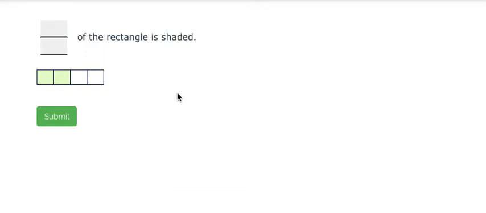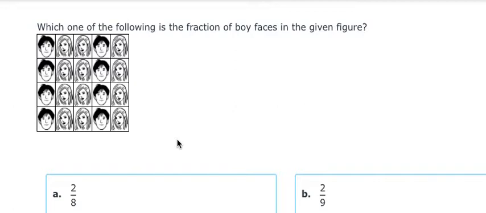What fraction of the rectangle is shaded? So 2 will go up because it's the numerator. How many parts are taken? 2. Then how many parts are there? 4, the denominator. So 2 by 4. That's actually half, so we can also write it as 1 by 2, because it's half of that.